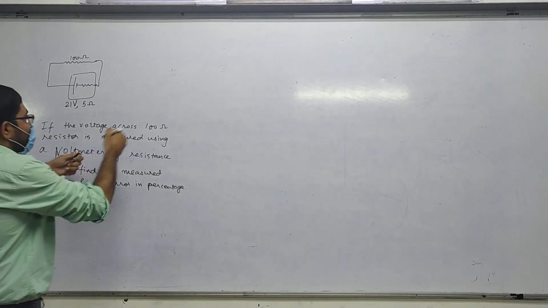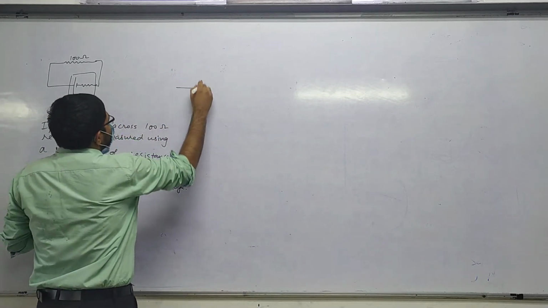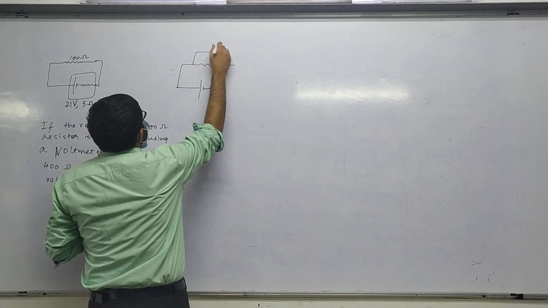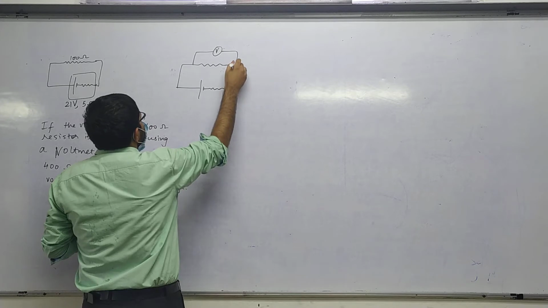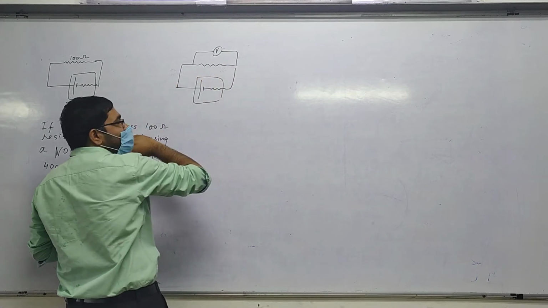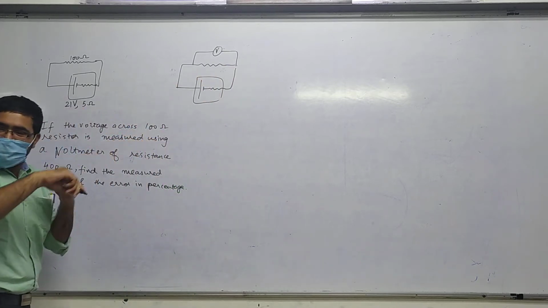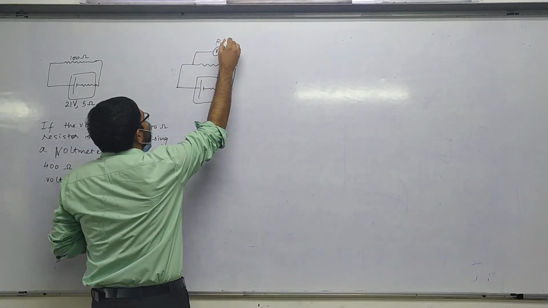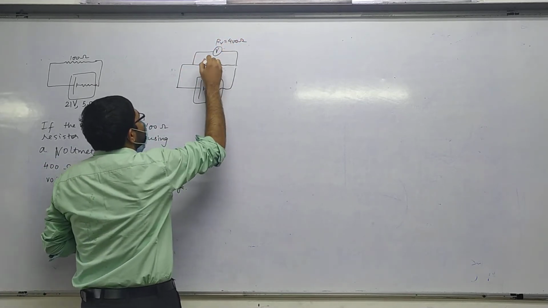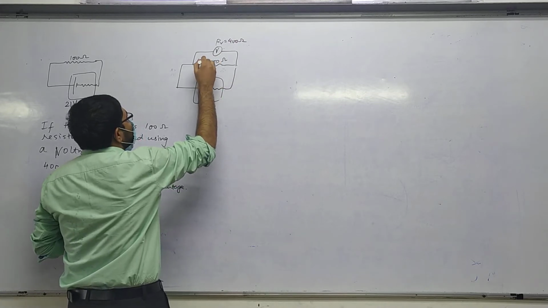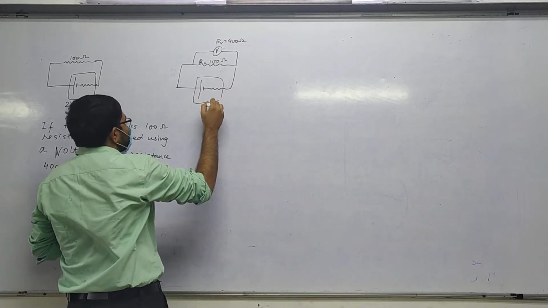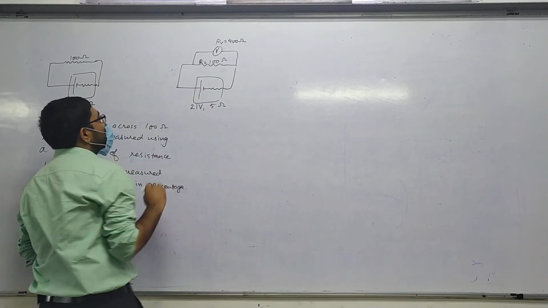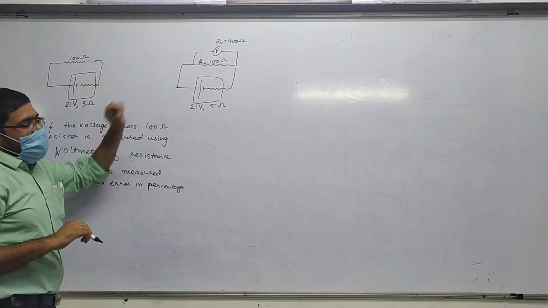So the circuit where you actually measure would look like this. Yes or no? Okay? Clear or not clear? Okay. How much is the resistance of this voltmeter? 400 ohm. And this is 100. And suppose capital R. And this is small r, which is 5 ohm. And this is 21 volt. So this is the circuit.